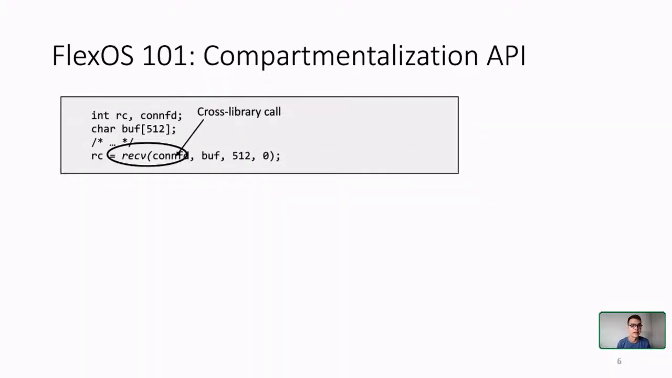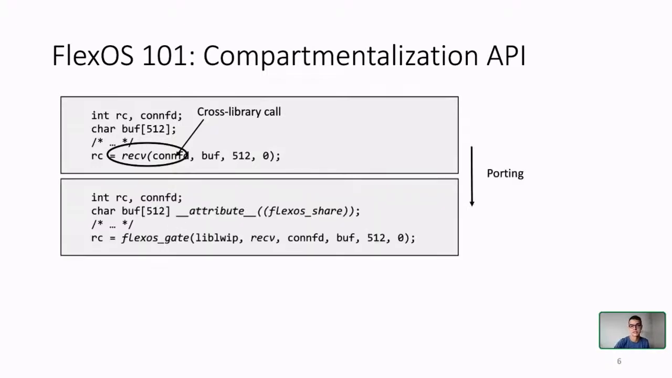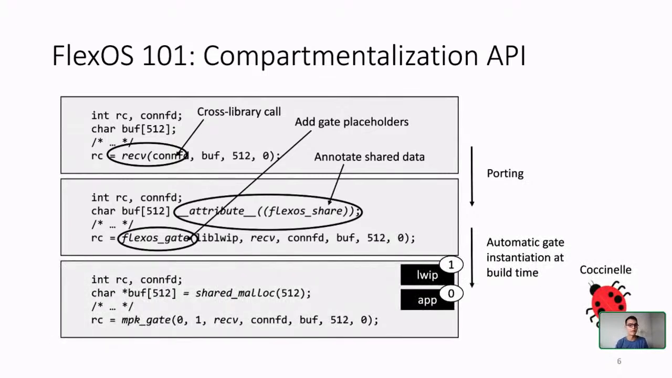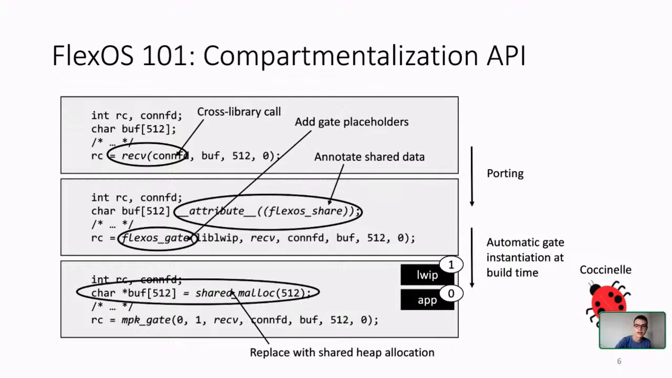Here, this call to receive is a cross-library call because the application is calling receive, which is implemented by the network stack. As part of the porting process, we would annotate shared data and add gate placeholders. So this is all abstract. And at build time, if the network stack and the application are put in two different compartments, isolated using MPK, then we would replace these shared data annotations on the stack with a shared heap allocation, for example, and we would replace the gate placeholders with MPK gates.